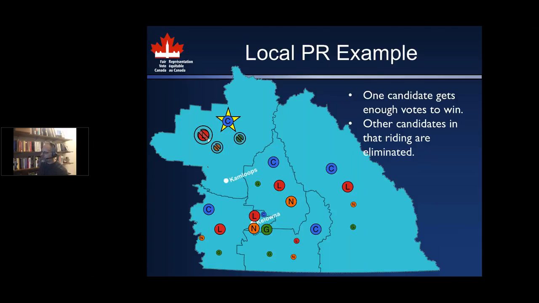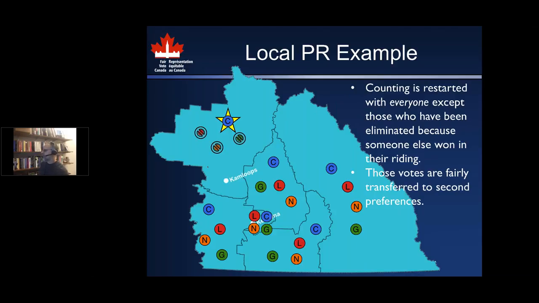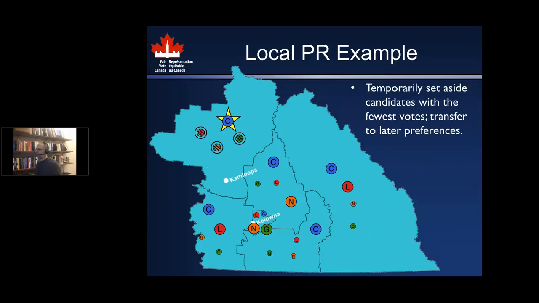from the election. At that point, we restart again. Everybody gets back in the race, except for those candidates that have been eliminated because someone else won in their riding. Those votes from the eliminated candidates are fairly transferred to their second preferences. Then we temporarily set aside again the candidates with the fewest votes and transfer those votes to their later preferences. Once again, we stop when there's a new winner.